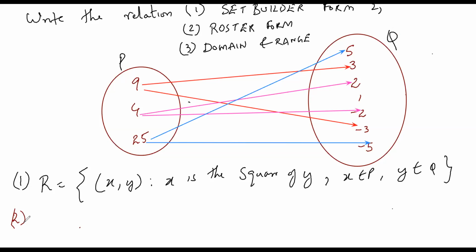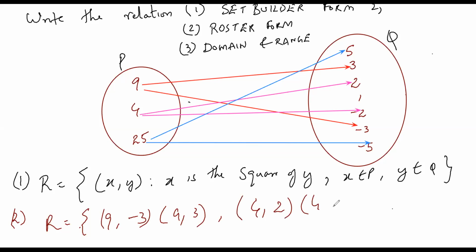Second question is roster form. That is much easier for me to do. R is equal to, first is 9. 9 comma -3 and 9 comma 3. Similarly, 4. 4 comma 2 and 4 comma -2. Then 25. 25 comma 5 and 25 comma -5. Then close the braces. The flower braces, please do not forget to put them.